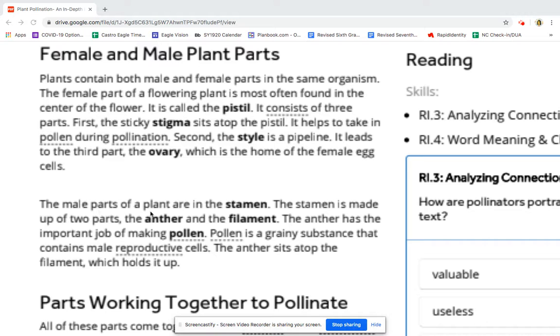The male parts of a plant are in the stamen. The stamen is made up of two parts, the anther and the filament. The anther has the important job of making pollen. Pollen is a grainy substance that contains male reproductive cells. The anther sits atop the filament, which holds it up.